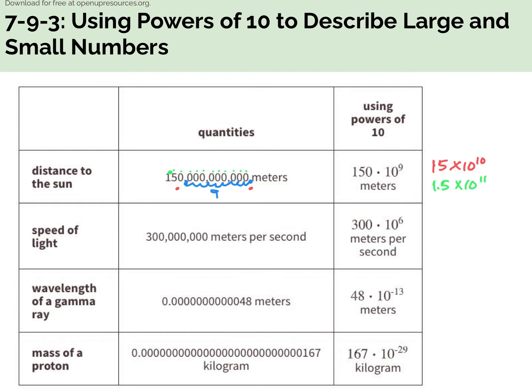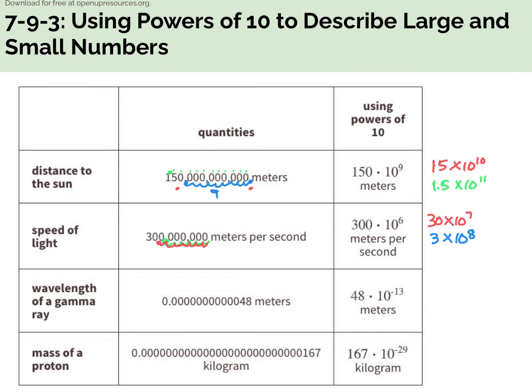So notice again how the decimal's at the end. So we have 1, 2, 3, 4, 5, 6. That's the 300. What's another way we can also write this? We can write it as 30 times 10 to the 7th. So 1, 2, 3, 4, 5, 6, 7. That would bring it here. We can also write it as 3 times 10 to the 8th.